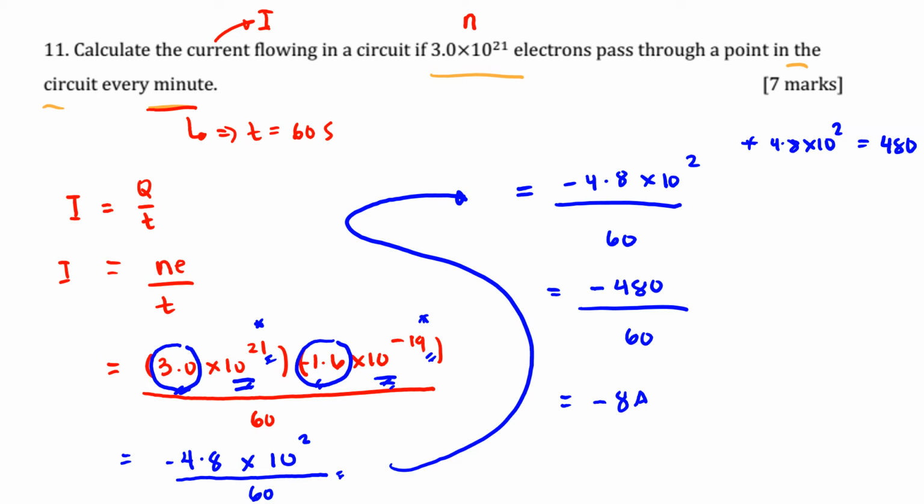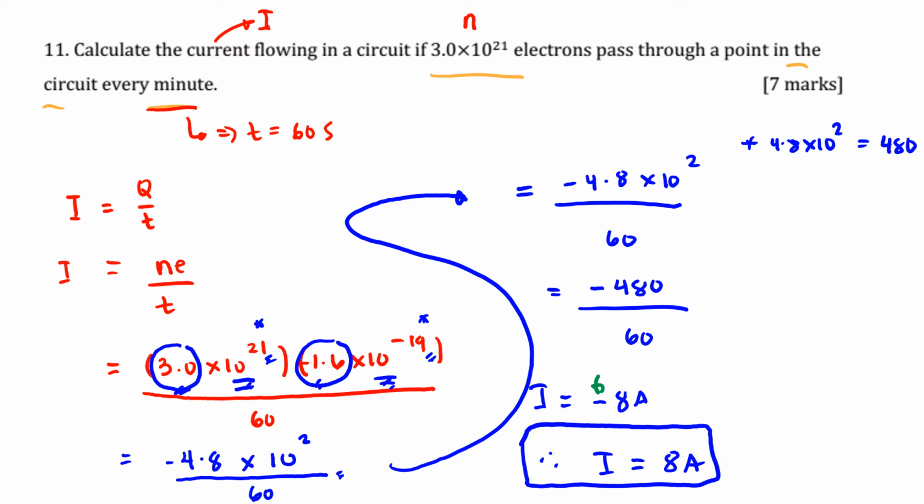But since we could just ignore this negative sign, therefore I is equal to 8 ampere. Again, we could ignore the negative sign because it's just talking about current, and the number of electrons cannot be negative as well. So therefore I is equal to positive 8 amperes.